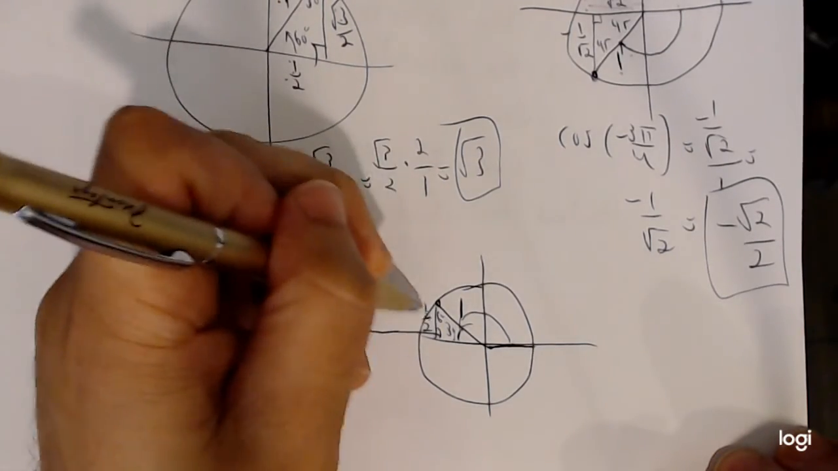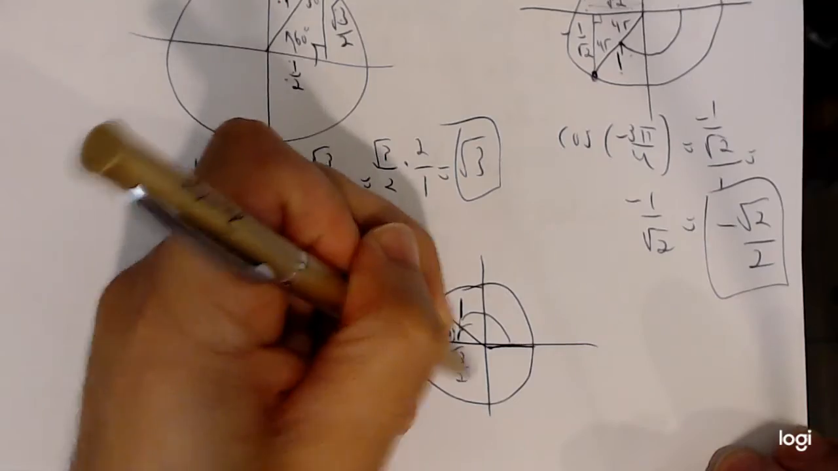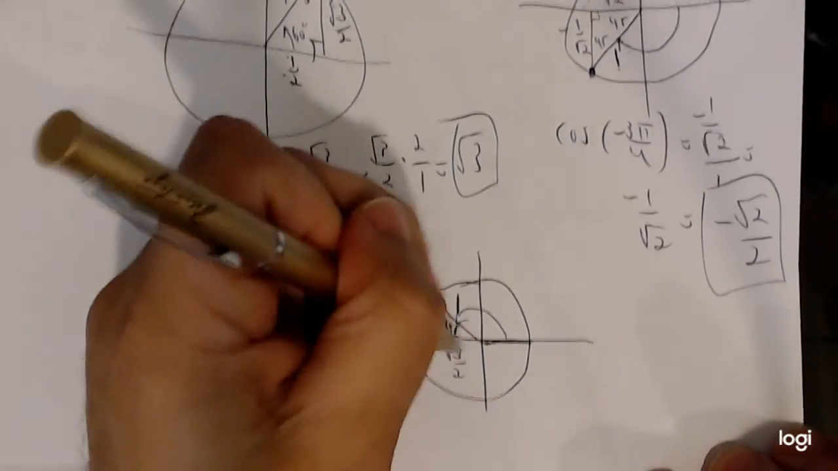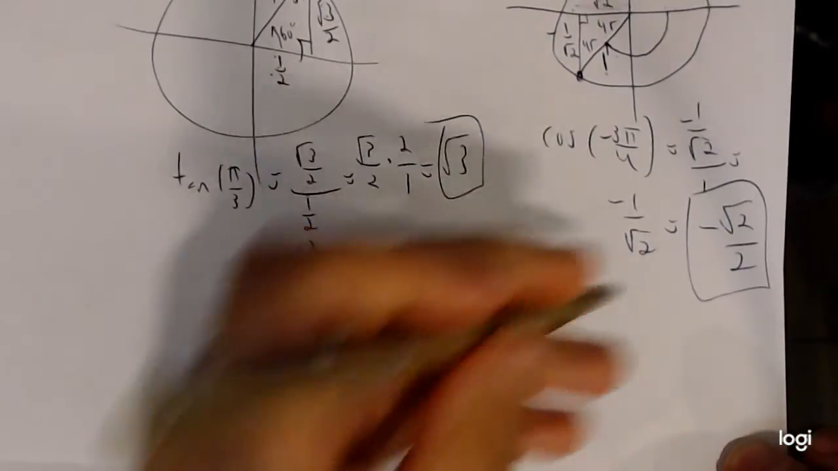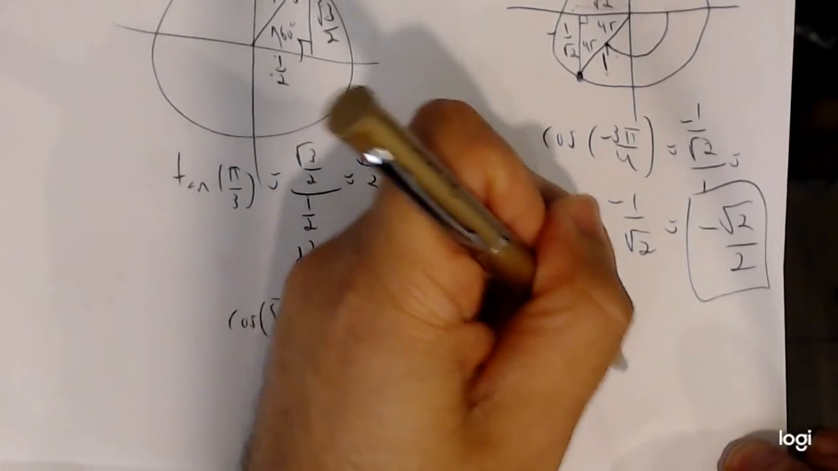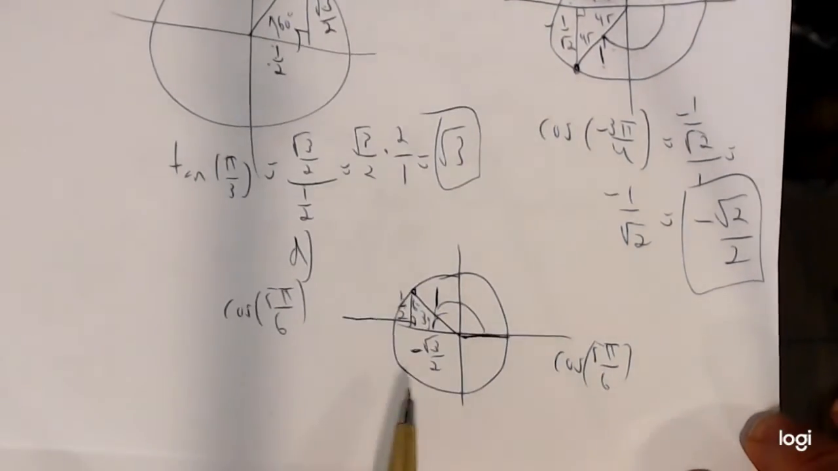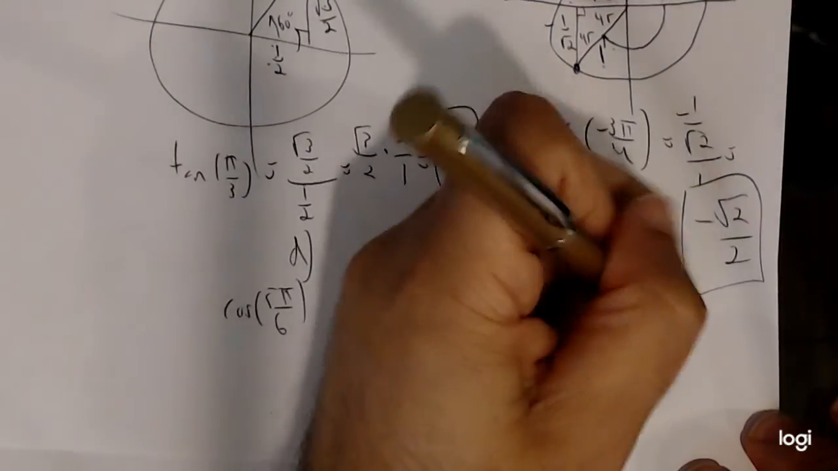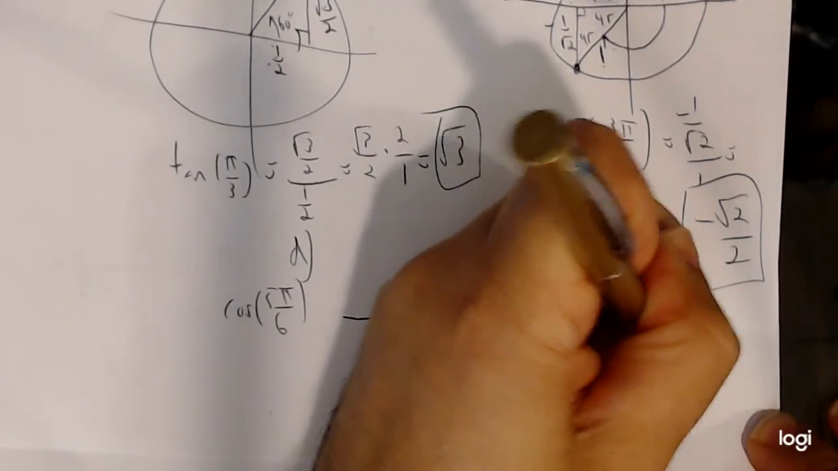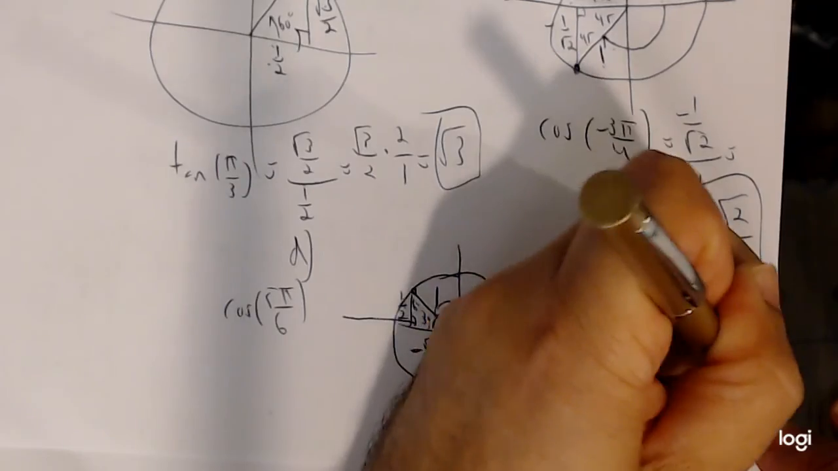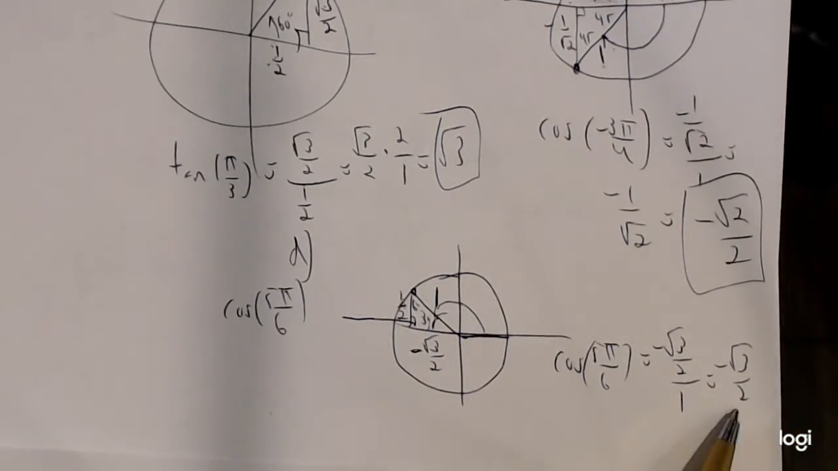And then the longer leg would be rad 3 over 2, but since I'm moving to the left, I'm going to call that negative. So cosine of 5 pi over 6 is x over r, which is negative rad 3 over 2 over 1, which is just negative rad 3 over 2. Okay, and that takes care of this one.